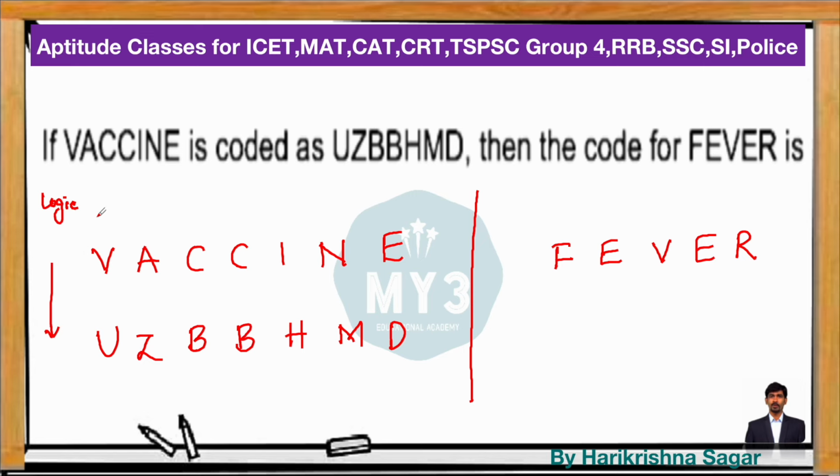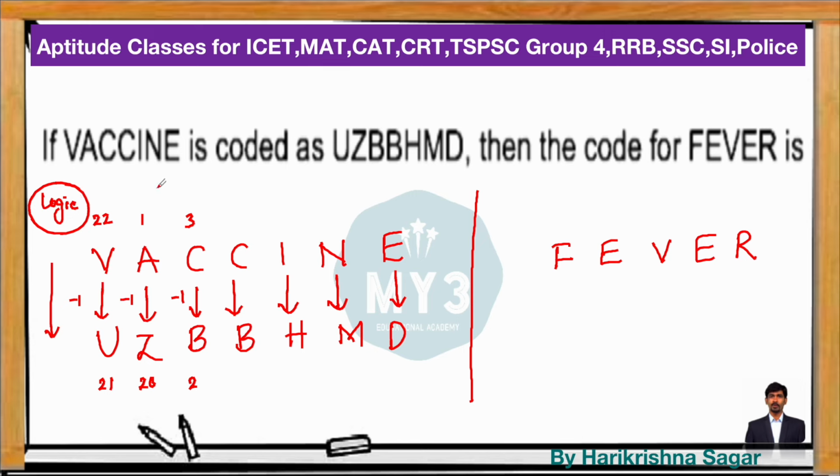So if you observe here, V is 22 and V becomes U. U is what? 21. A is the first alphabet and Z is 26. That means it is decreased by 1. It is also decreased by 1. And C is the third alphabet, B is the second alphabet. That means it also decreased by 1. And if you observe carefully, every alphabet in the given word is decreased by 1. And that is the logic. What is the logic here? Logic is nothing but every alphabet is decreased by 1. So fever is coded as what?